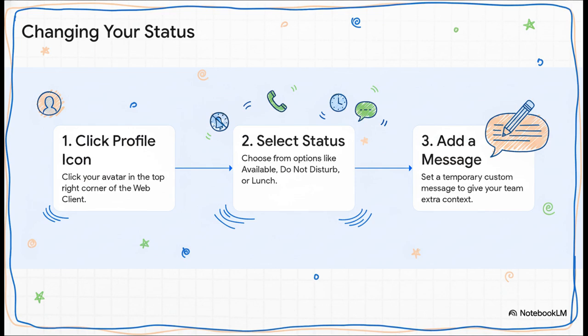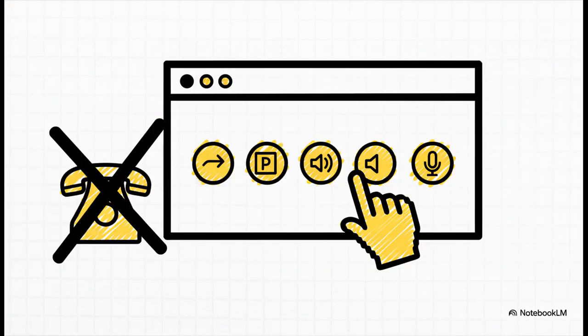And this is a two-way street. You've got to keep your own status up to date for your team too. And it's super easy. You just click your own little icon up in the top right, pick your status, like available or lunch, and you can even type in a little message to let people know what you're up to. Super helpful.